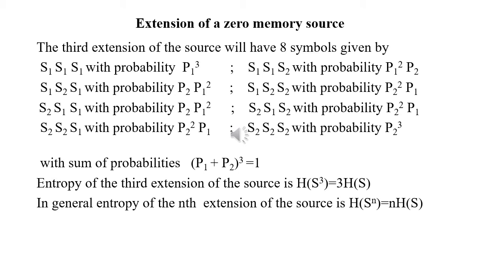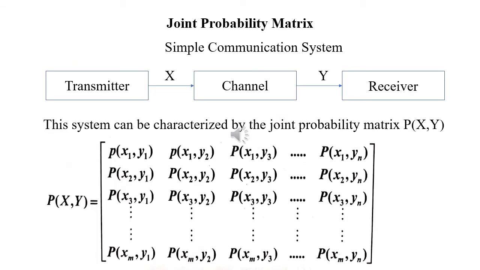The third extension of the source will have 8 symbols given by S1S1S1 with probability P1 cube, S1S1S2 with probability P1 square P2. Like this, we have to take all the 8 possibilities and multiply the respective probabilities. If we are summing all the probabilities, we get (P1 plus P2) the cube, which is equal to 1. Entropy of the third extension of the source is H of S cube equal to 3 times H of S. In general, entropy of the nth extension of the source is H of S^n equal to n into H of S.